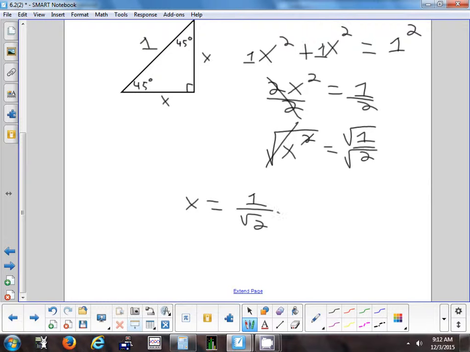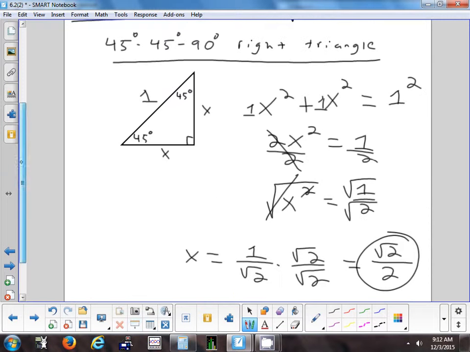Multiply by the square root of 2 over the square root of 2. So in the top, that gives me 1 times the square root of 2, and in the bottom, we talked about that, the square roots cancel. We get 2. So now we know what x is. We know how long the bottom side is, and we know how tall the triangle is.